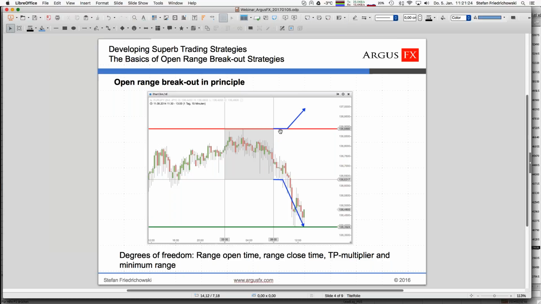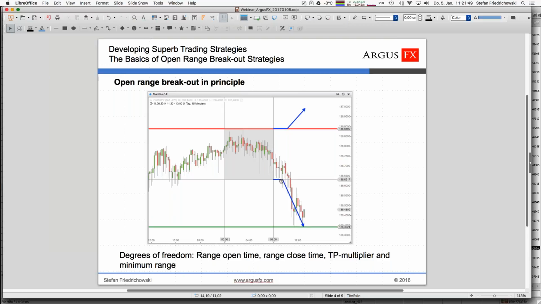Finally, that means we apply what is called OCO. One cancels the other. It cannot be done automatically without additional measures within MT4, but of course we can do it manually, just delete the other order. Or finally, you can do it via expert advisors, then they will do the job for you.